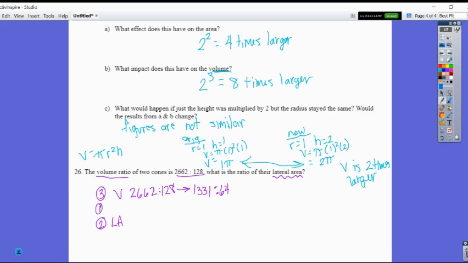So what is the cube root then of 1331? That's 11. The cube root of 64 is 4. Square these, so you're talking about 121 compared to 16. That's the ratio of the lateral areas.